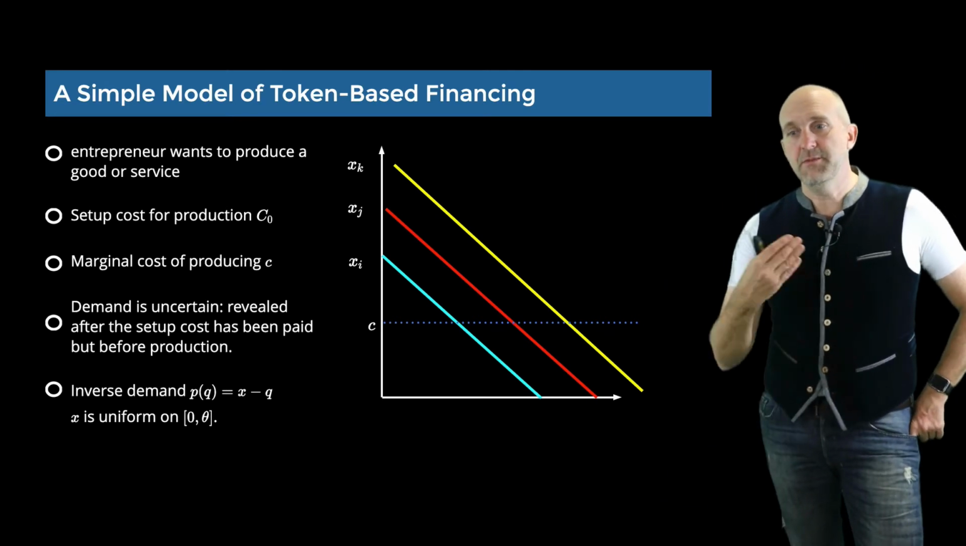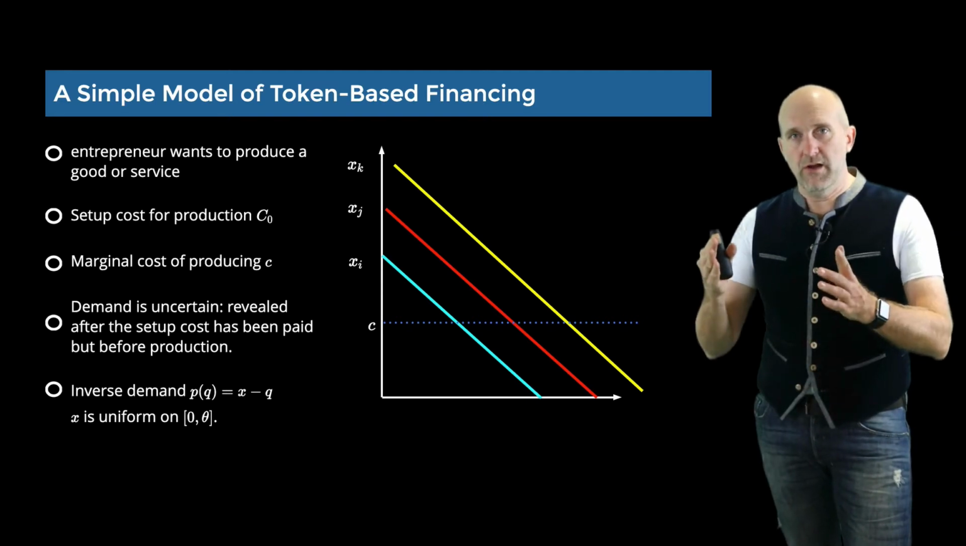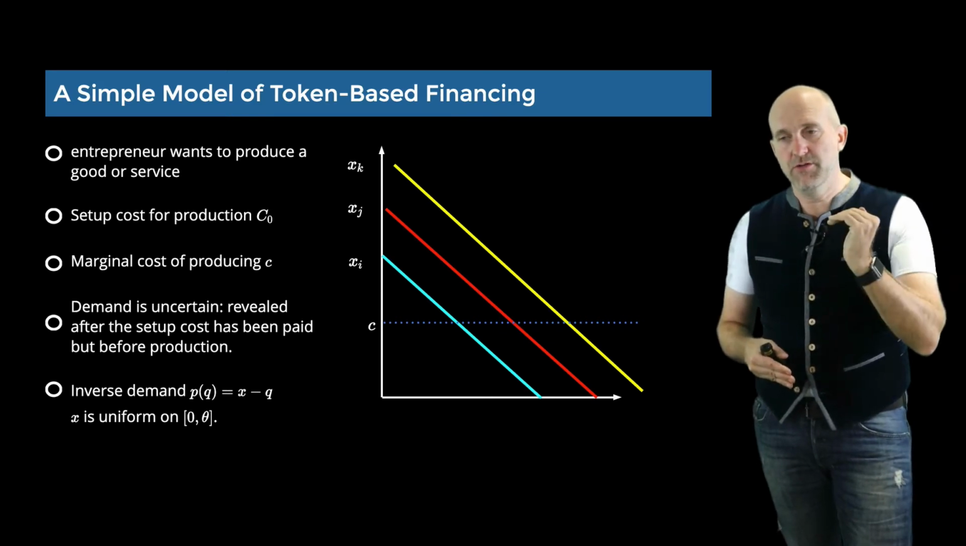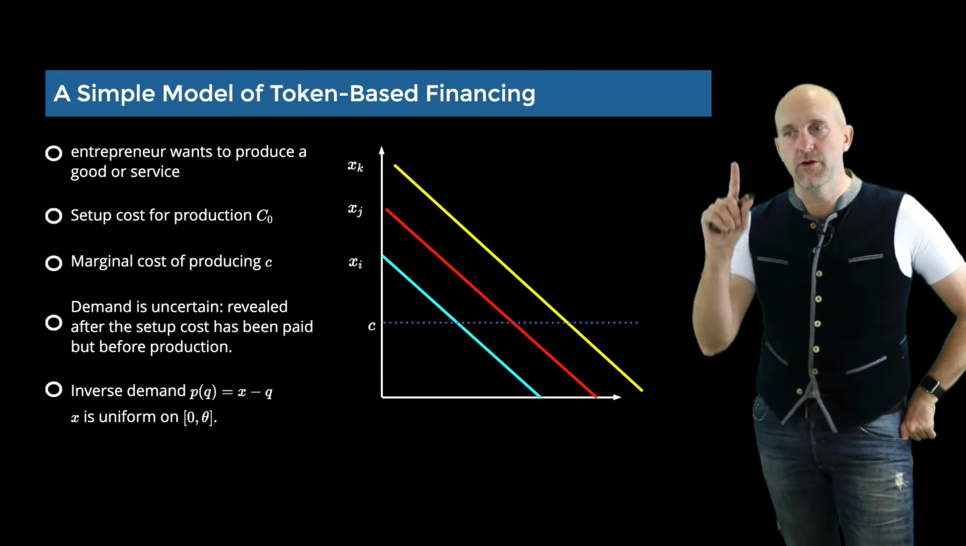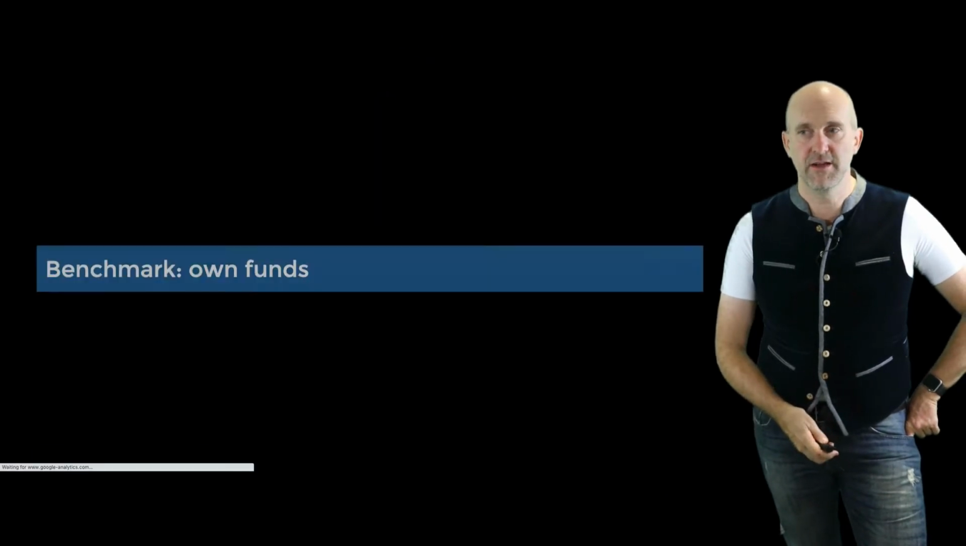Now the inverse demand function is a simple linear function where the question is simply, where is the demand? Is it high or is it low? So it's just the intercept of this function, right? And so this is uniformly distributed on a certain interval. And you can see some examples there on the right hand side.